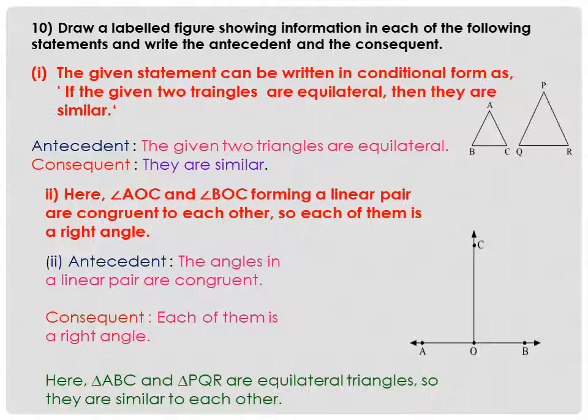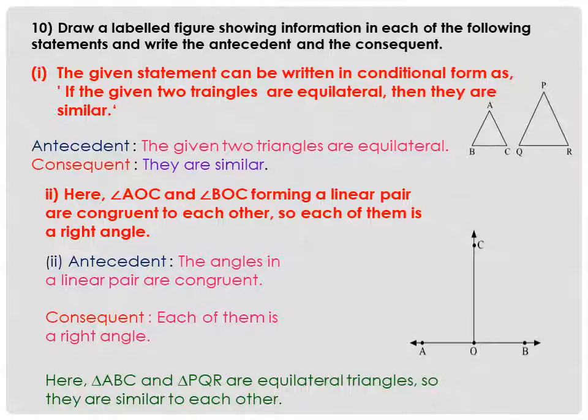See now the first sum. The given statement can be written in conditional form as: if the given two triangles are equilateral, then they are similar. Means they have given the conditional form statement here. What is that? If the given two triangles are equilateral, then they are similar. Now you know that the antecedent is the part from if to then. What is the antecedent here? The given two triangles are equilateral. And next to then, what will come? That is the consequent, means to prove, that is they are similar.